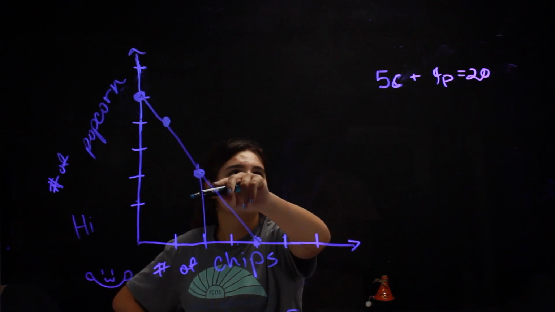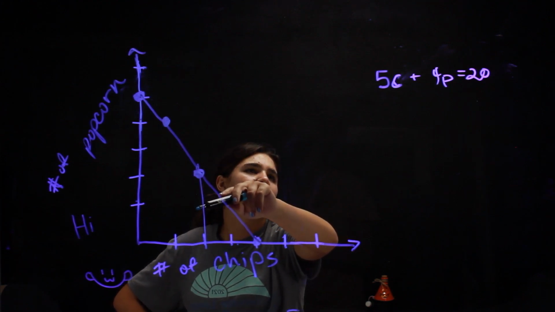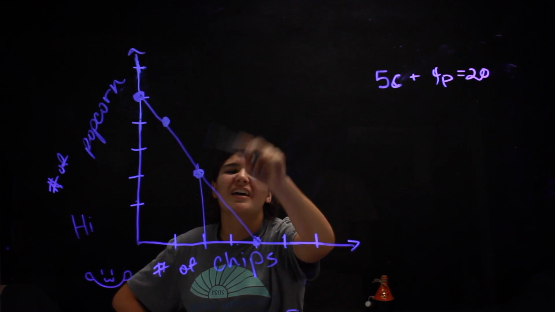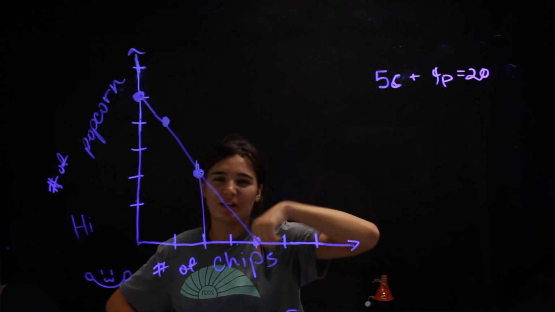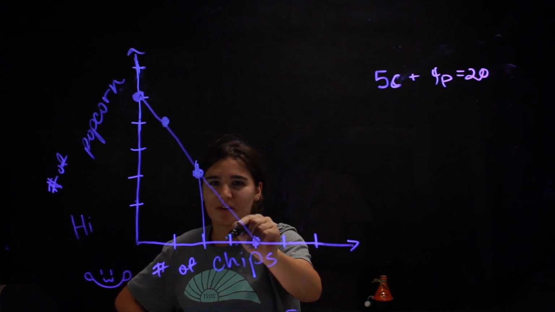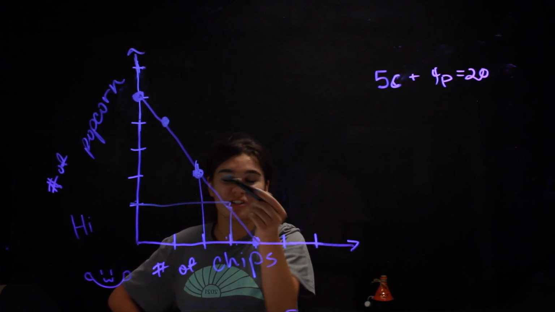Somewhere around. It's not an even number, that's why it's kind of weird. But anyways, you can kind of tell where they line up, where they match up, and where they don't necessarily.